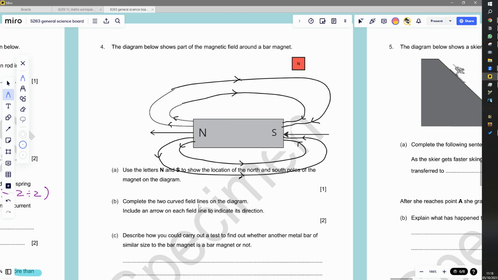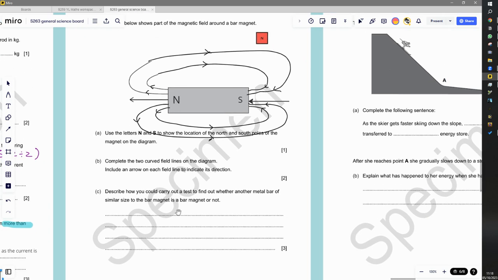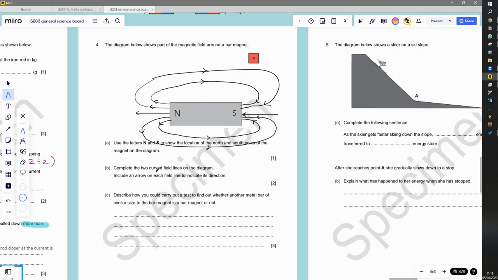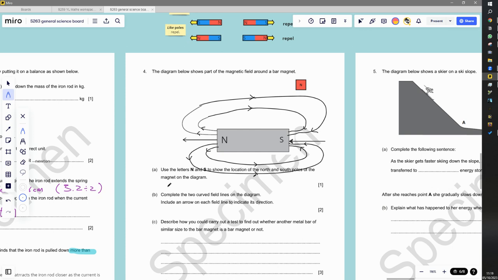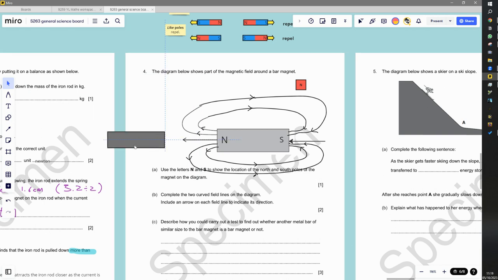Let's just look at C as well, because I think this might be a topic that you've not been taught, so I'll help you with this one too. Describe how you carry out a test to find out whether another bar of a similar size to the bar magnet is a magnet or not. So in other words, what it's saying is if I had another bar, like a metal bar, how can I tell if this is a magnet or not?